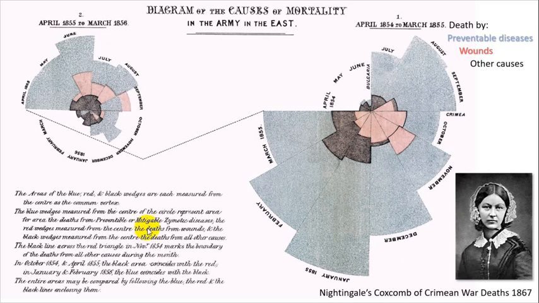So you can see by comparing areas from 1854 on the right to 1855 to 56 on the left that the number of preventable diseases decreased greatly, but that the proportion of deaths by preventable diseases was far outweighing all other deaths. She was, by the way, successful in convincing Parliament, and things changed drastically for the soldiers for the better.